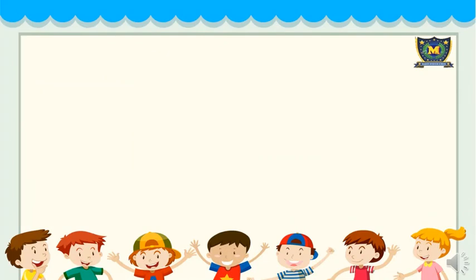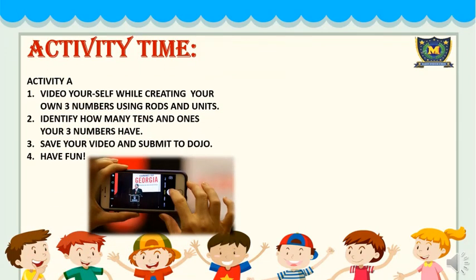And now it's activity time. For your activity A, you have to video yourself while creating your own three numbers using rods and units. Again, three numbers. Then identify how many tens and ones your three numbers have. When done, save your video and submit to Dojo. And don't forget to have fun.